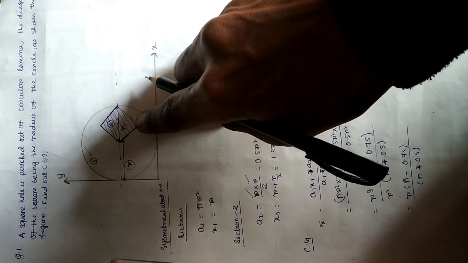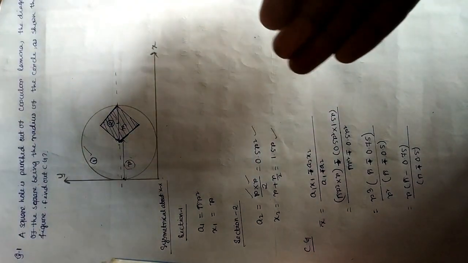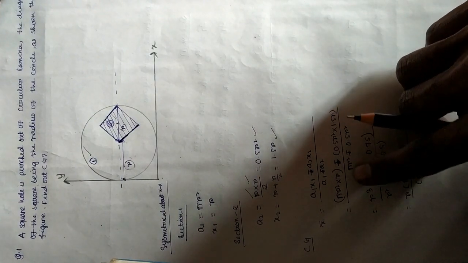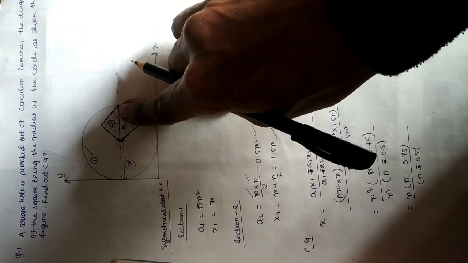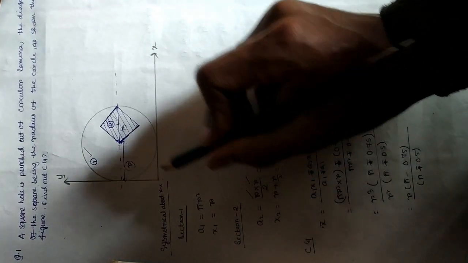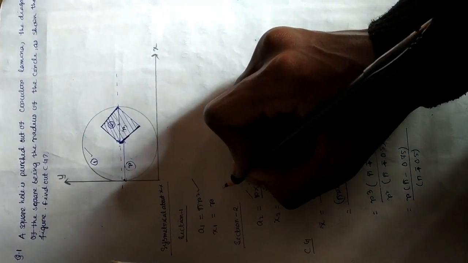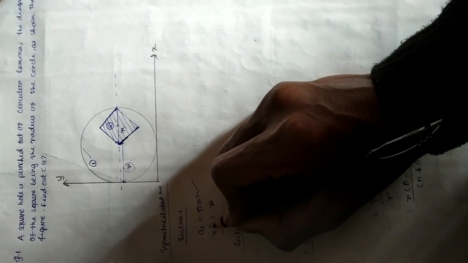Another diagonal of the square will again be r, just because it's a square section and it's a cut hole section, and because of that the formula of CG will be (a1 x1 minus a2 x2) by (a1 minus a2). So section 1 and section 2. First we need to find the area of section 1, which is pi r square, just because it's a circular section, and the distance of the center of the section from the y-axis is denoted as x1.